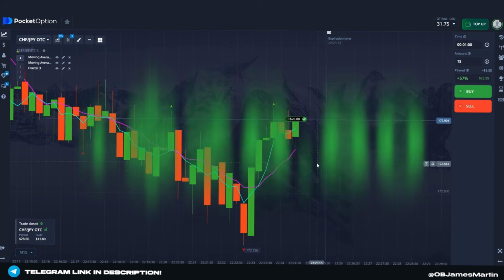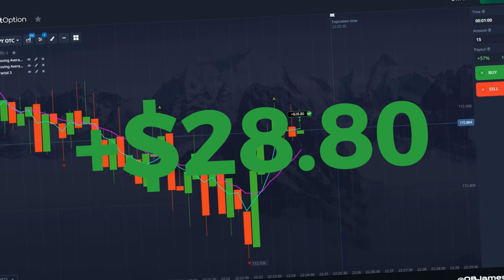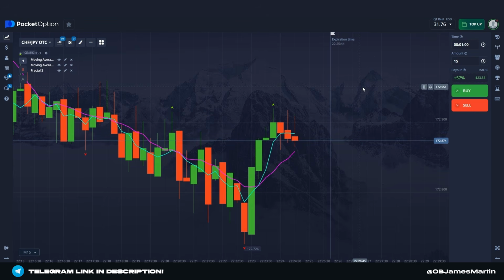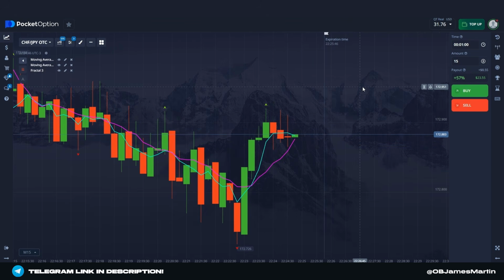Okay guys, 3 trades in a row made a profit. My balance is already almost $32. I could stop, my friend, I could stop, but I want to take the risk 2 more times. Okay, I will continue to trade, and let's find another one.